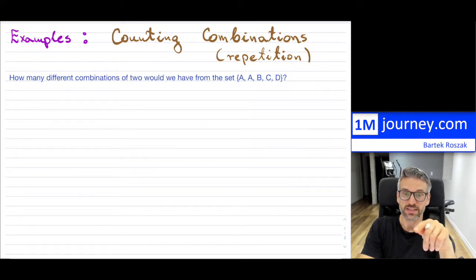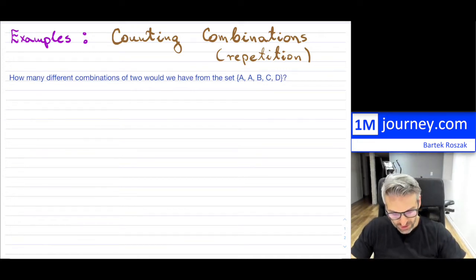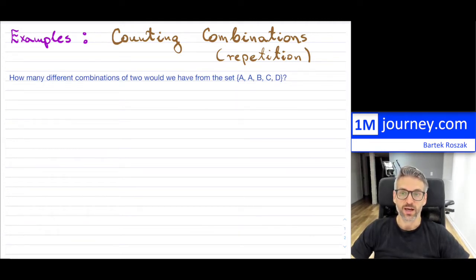But in these examples, I'll take very similar examples to what I talked about there, but now order is irrelevant, and we do have repeating items. Okay, so if we would tackle something like this, where it says how many different combinations of two would we have from the set A, A, B, C, D. So notice that we do have repetition of the A.